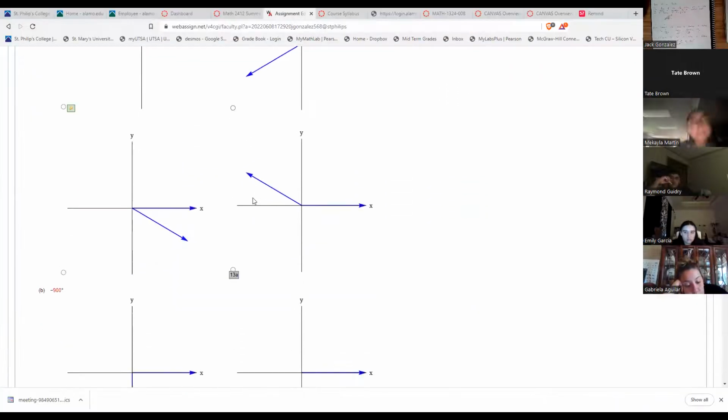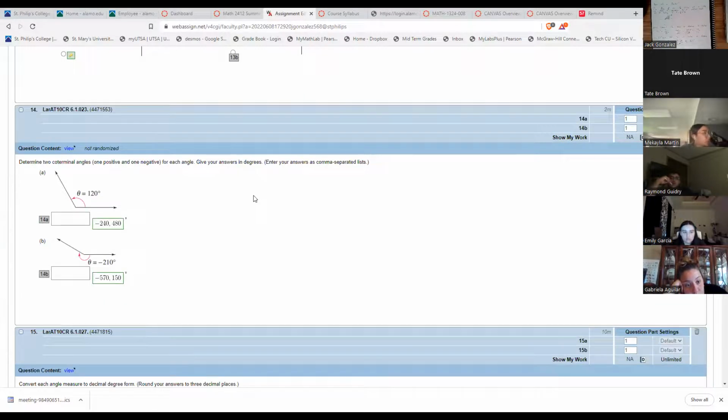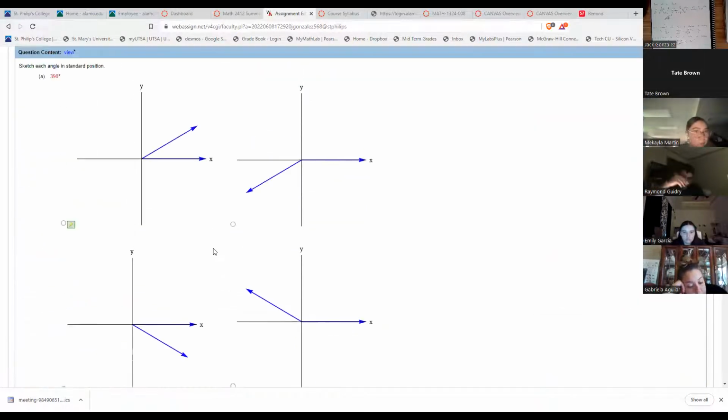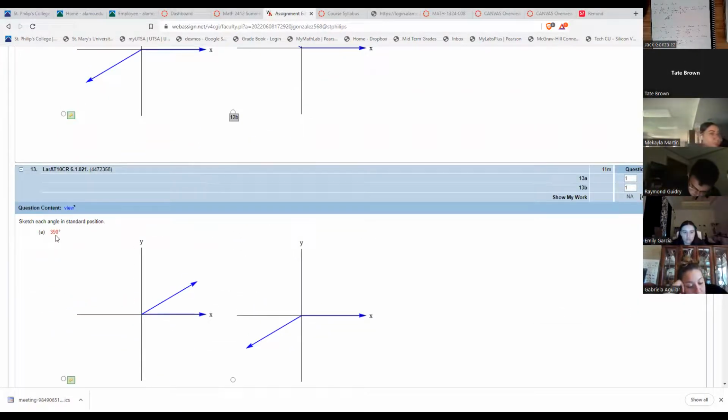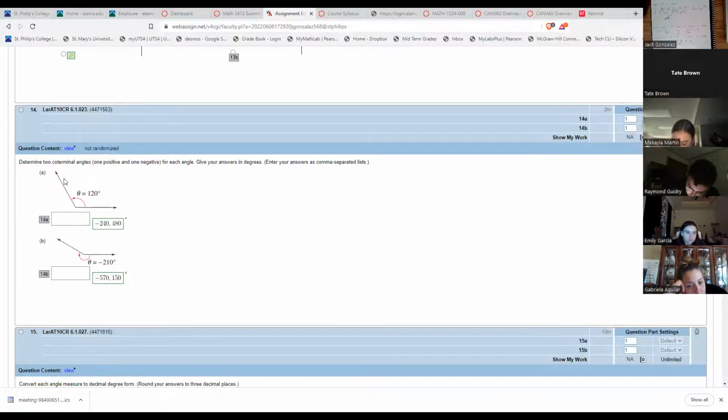That makes sense? So when you have two different angles that end up at the same place, that is called coterminal. Okay, so 390 is coterminal to 30 degrees because you end up at the same place. Okay, so question 14, they're going to ask you, give two coterminal angles that are equivalent to this one.